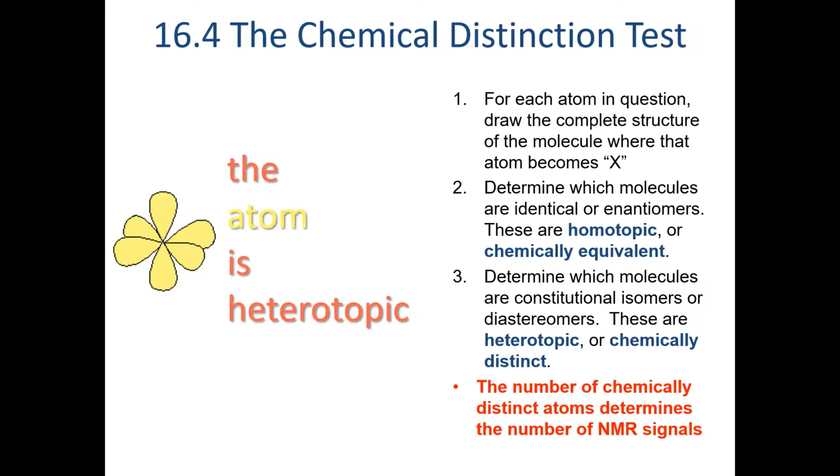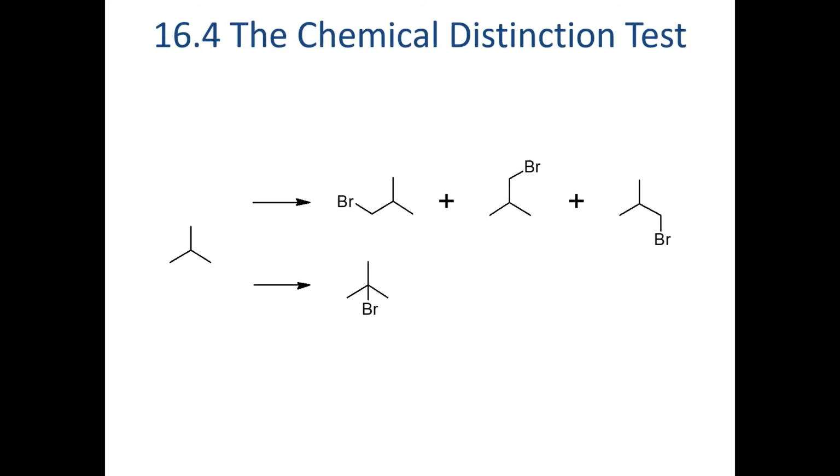So let's do this together to see what that test looks like. Here's a chemical distinction test. We took this 2-methylpropane and we switched out every one of the hydrogen positions with a bromine. If we switch out the hydrogens that are on the leftmost carbon, we end up with this molecule right here, which is a 1-bromo-2-methylpropane, or we might have another 1-bromo-2-methylpropane. Since every one of these is 1-bromo-2-methylpropane, we know that each one of those hydrogens that we replaced there are homotopic. They are not distinct.